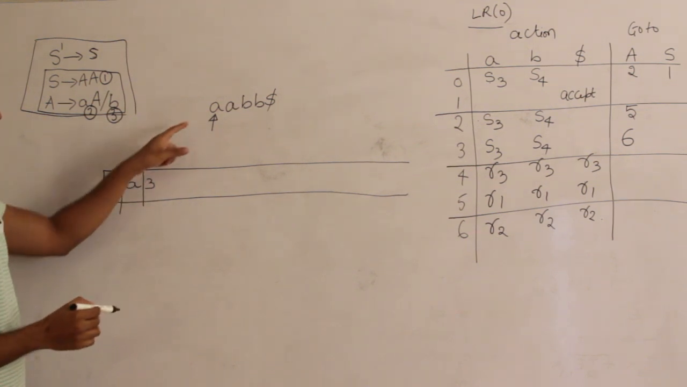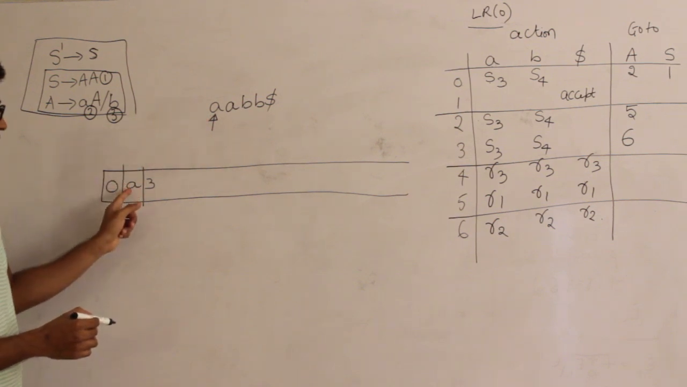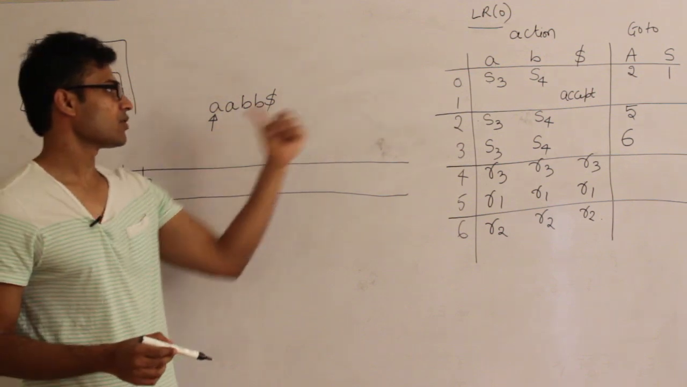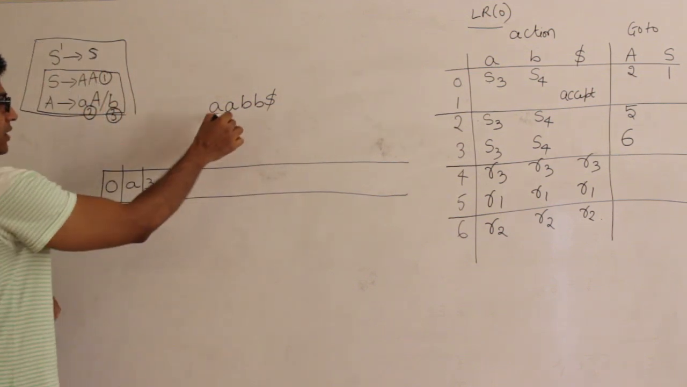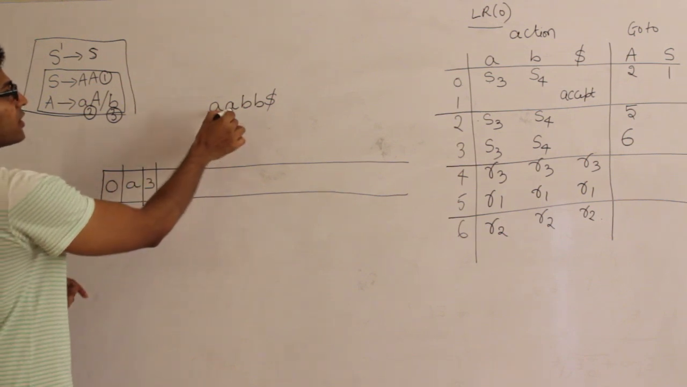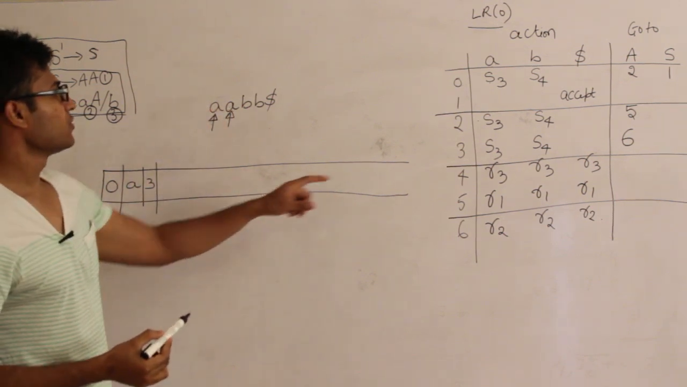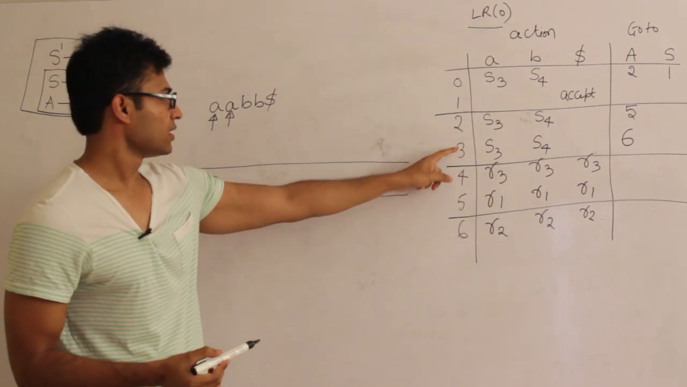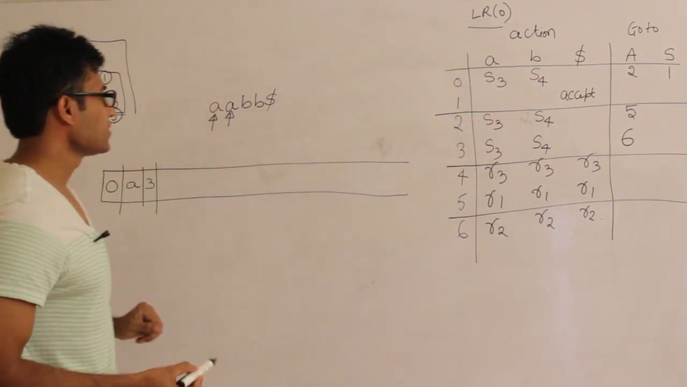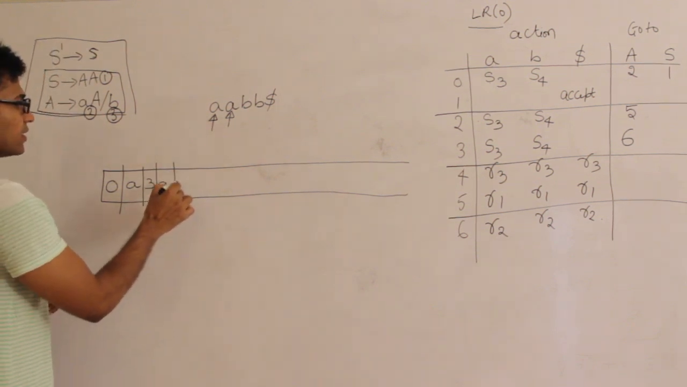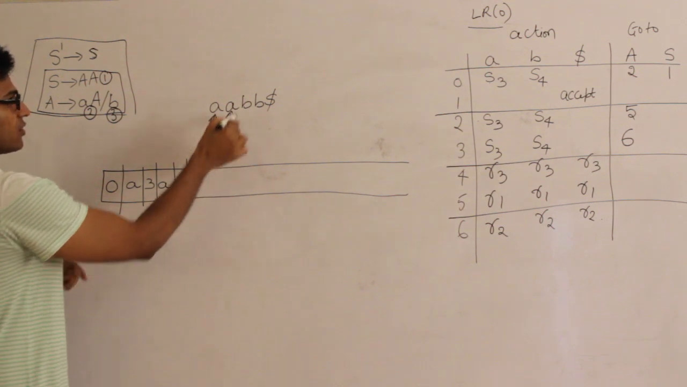Shift means this: whatever input you are looking at, you shift it onto the stack, as well as you shift the state number onto the top of the stack and increment the input pointer. Now the top of the stack is 3 and you are looking at small a. Now 3 on small a is again shift 3, which means shift a and then 3. Whenever you shift it, you have to increment it.